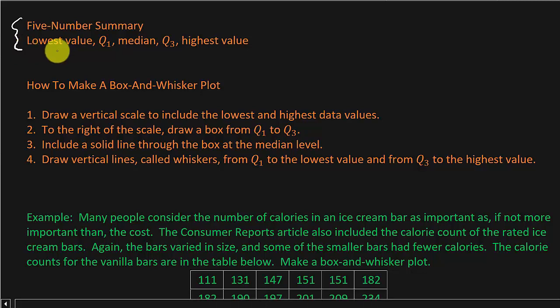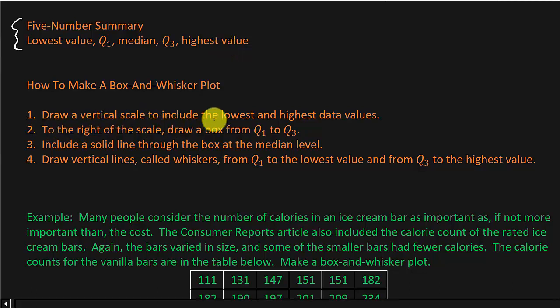You need the lowest value and the highest value, and then you need the quartiles: Q1, the median, which is Q2, and Q3. So you need Q1, the median, Q3, and the lowest and highest value. You've got to find those 5 things, and then once you find them, you can make your box and whisker plot. So let's look and see how to do that.